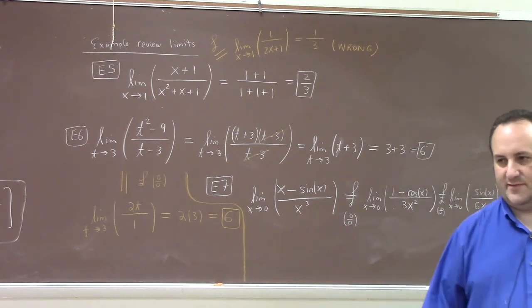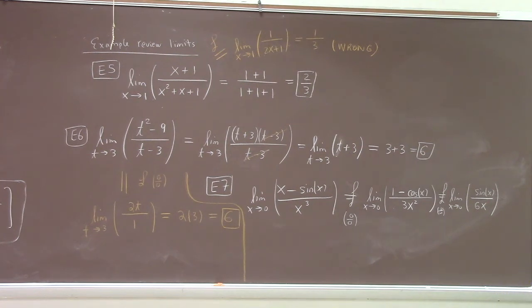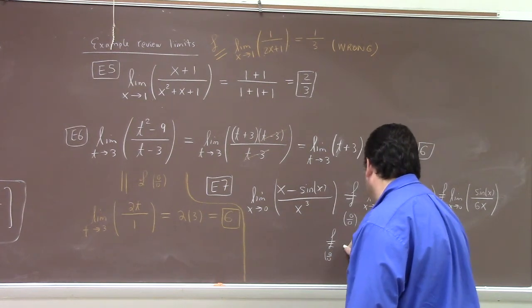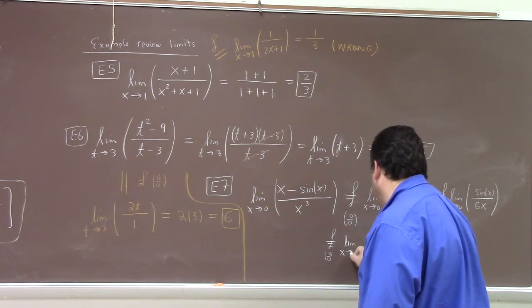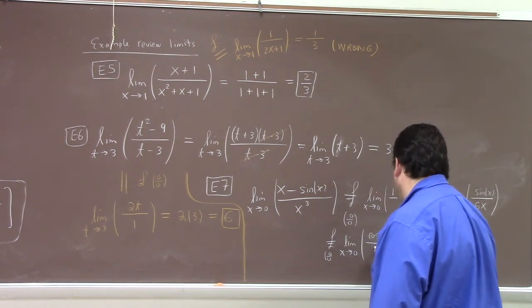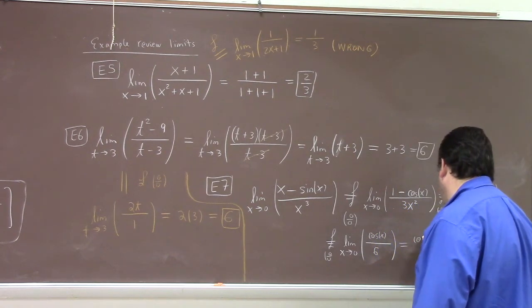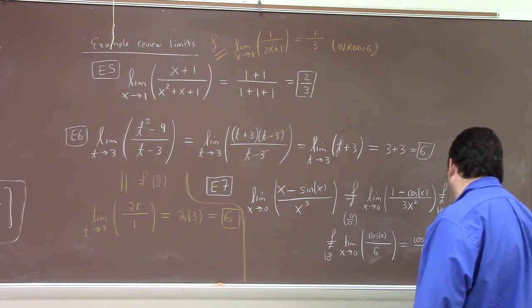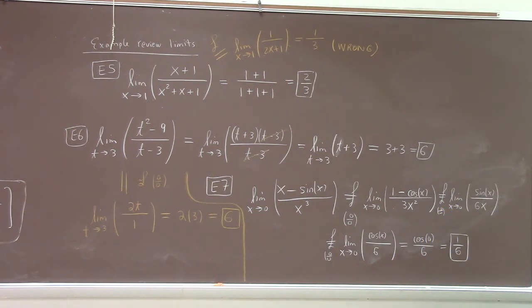Oh no, it's still type 0 over 0. So we can apply L'Hopital's rule again. Okay? Hopefully this time we'll be done. What do we got? Derivative of sine is cosine. Derivative of 6x is 6. So we get cosine of 0 over 6, also known as 1/6. So the answer here is 1/6.